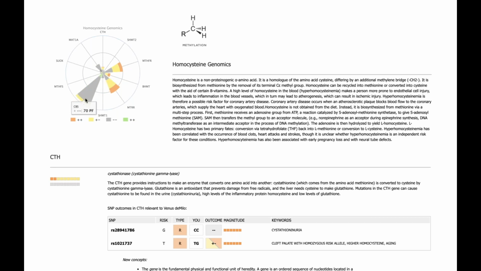But you can see here there's much more SNPs for CBS than there are for MAT1A, and that's what this is presenting here. But as you go through it, it'll tell you everything, and it'll educate you and the practitioner and the patient as to what is homocysteine, what are we looking at, why are these things important.